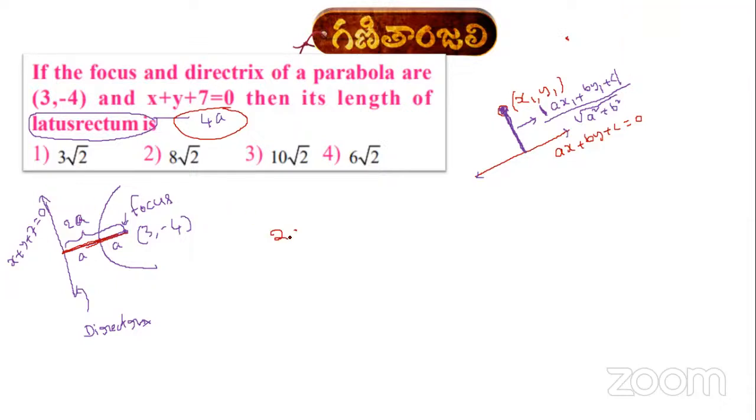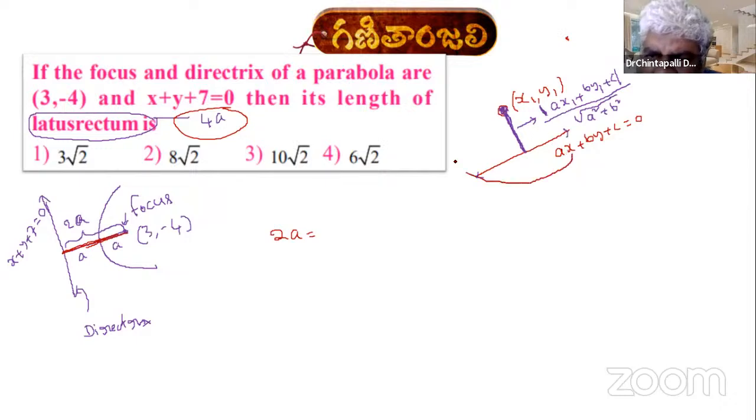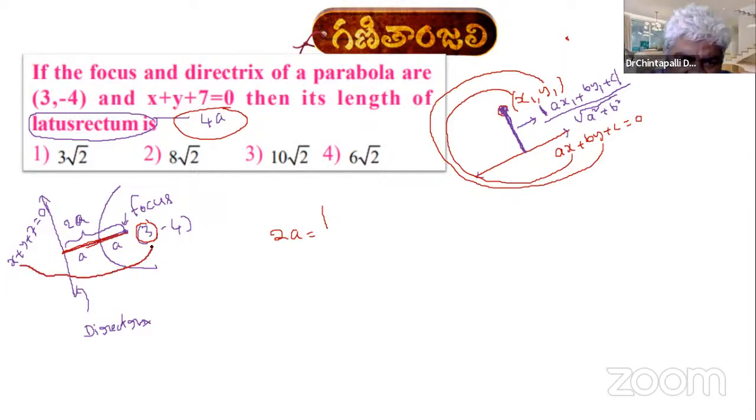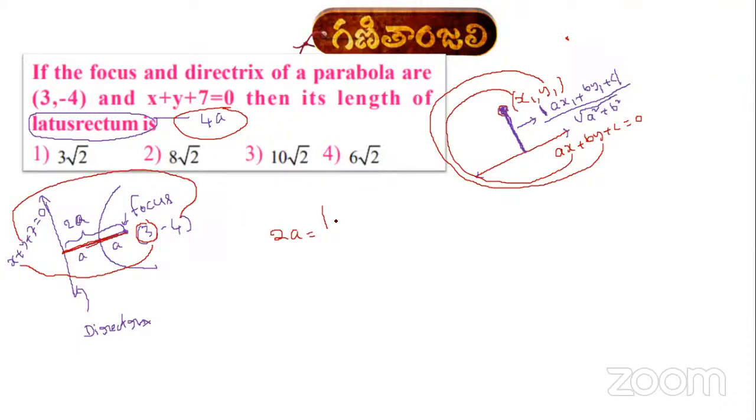How to find 2a? By finding the distance from a point to a line. Do you know this formula? How to use this formula? Put x1 in the place of x, y1 in the place of y. Now tell, mod of 3. In the place of x, it should be 3. In the place of y, it should be minus 4. Write down 3 minus 4 plus 7, very good.